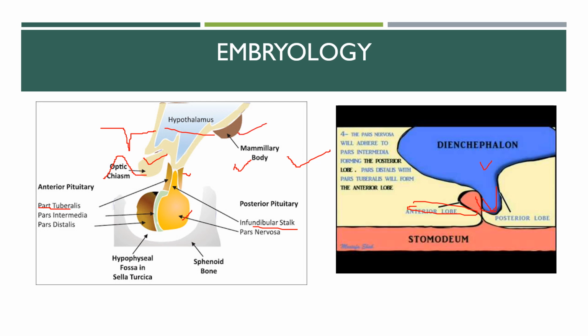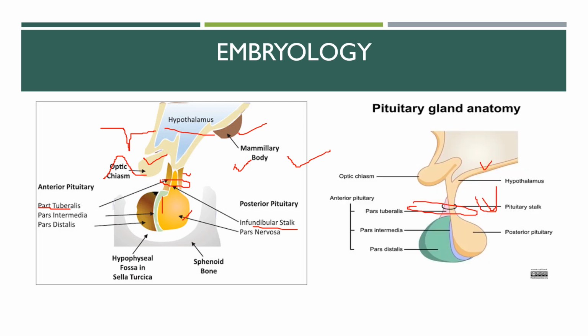And this is the anterior pituitary which has different parts like pars tuberalis with which it is attached with the brain, and the pars intermedia and pars distalis. This pars intermedia is rudimentary in human, and this infundibular stalk and pars tuberalis will form the pituitary stalk. So this is the much mature picture. So we can see here, this is a pituitary stalk, and this part is the anterior pituitary and the posterior pituitary.